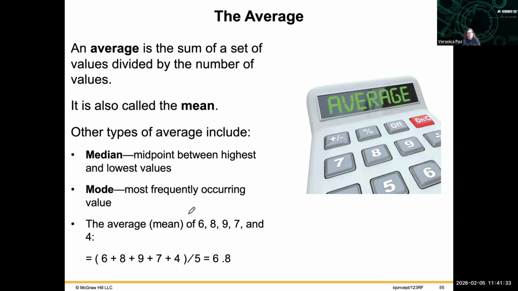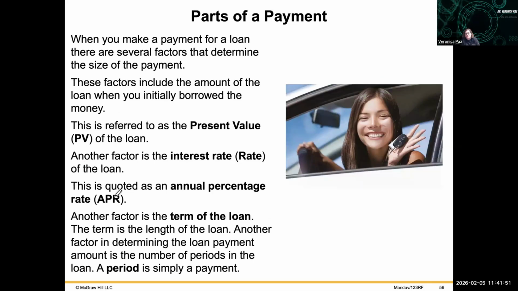Average, we know, is basically taking the sum of the set and dividing it by the number of values, but we can also do a median, which is the midpoint, and a mode, which is the most frequently occurring amount. Hopefully you've learned all of this in stats, but if not, you will. There are formulas in Excel for this, which is pretty cool too.